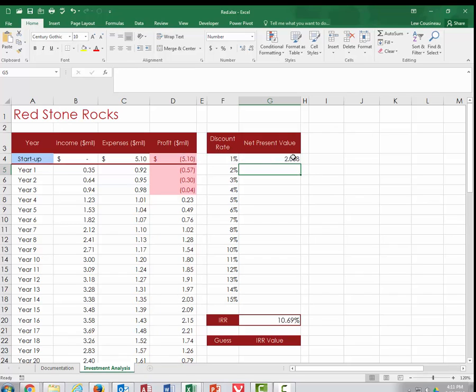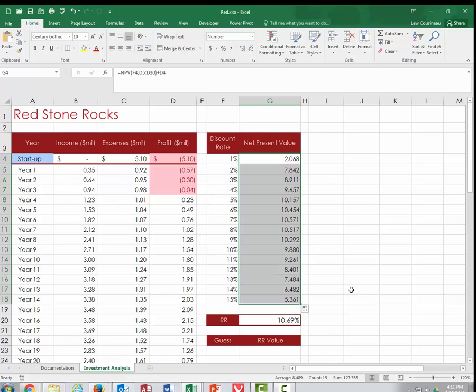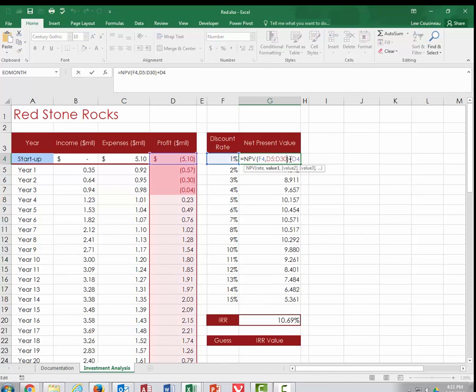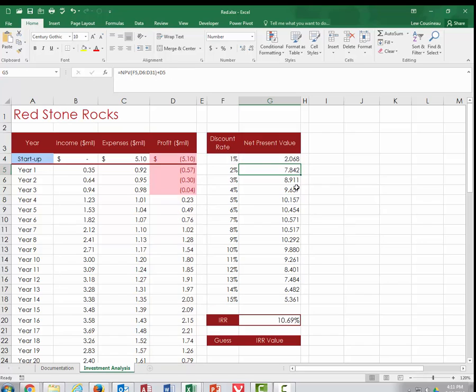So I hit enter. So the net present value is a positive number there, but as we drag down, we would expect, oh, did I do something wrong? Oh, I forgot to absolute our D4, because I'm expecting it to go negative after 10.69. So I need to absolute our investment.